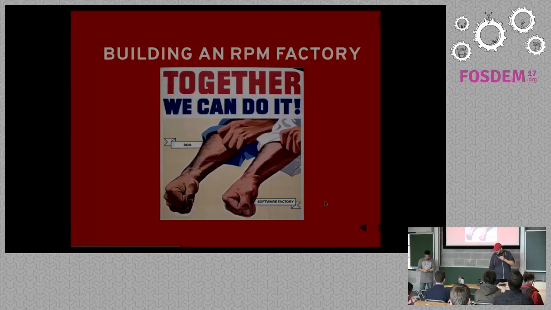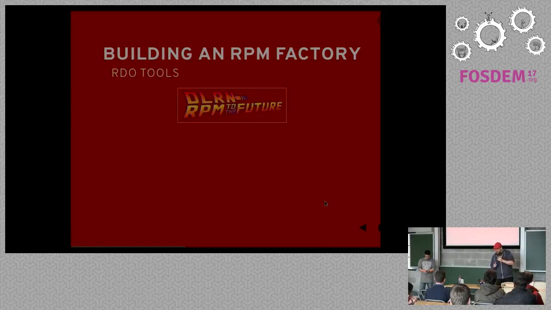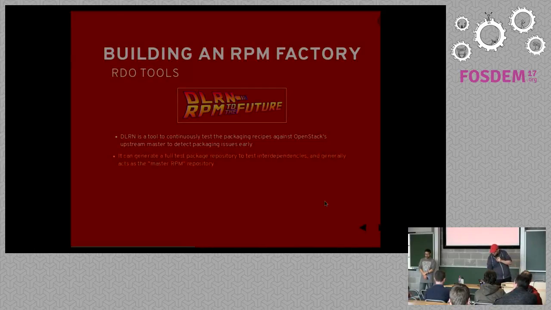So now that we know what the problems are, let's look at the tools that we have at hand to build an RPM factory. First, let's look at what the RDO community came up with. The main tool I'm going to talk about, I'm going to be fast on this. If you have questions, just ask us after the presentation. The first one I want to talk about is called DeLorean, like the car in Back to the Future, because it basically builds packages from the future. It looks at what's happening upstream, and when there's a change, it's going to try to build a package using the new changes in upstream.